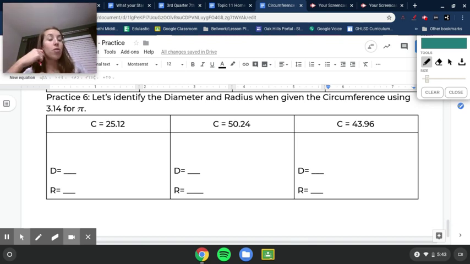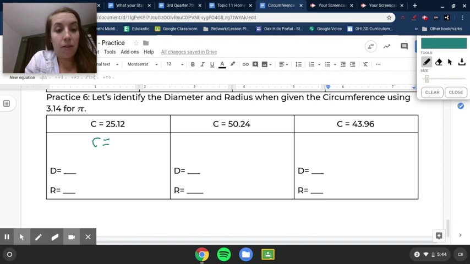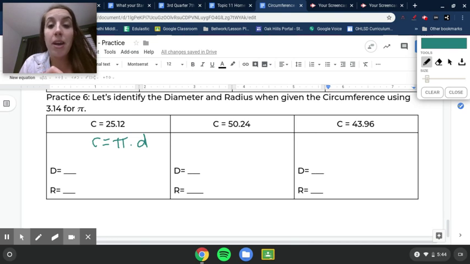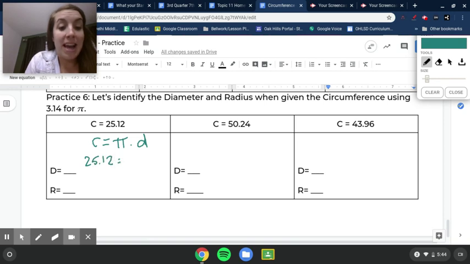So they tell you to use 3.14 for pi. You're going to write down the formula. C equals pi times the diameter. Well, they didn't give you the diameter, so you can't plug in the diameter. But they did give you the circumference, which is 25.12. And they did give you pi, which is 3.14.